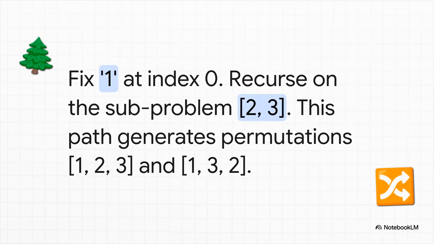Okay, let's walk through this. We start with 1, 2, 3. First, we choose to leave 1 right where it is at index 0. Then, we tell the algorithm to go solve the smaller problem for the rest of the array, which is 2, 3. And that little subproblem gives us 2, 3 and 3, 2, which leads to our first 2 final answers, 1, 2, 3 and 1, 3, 2.